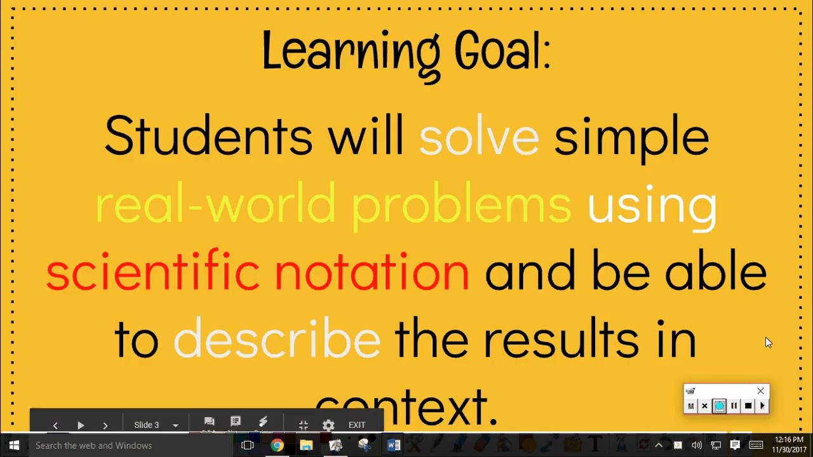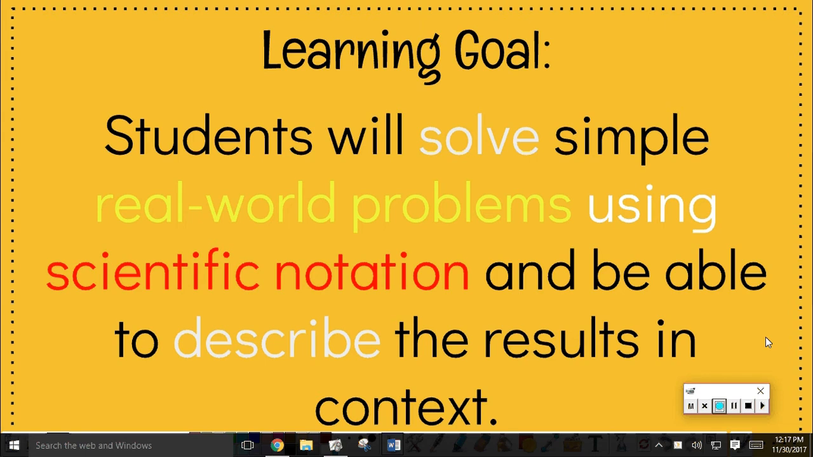All right, so here is today's learning goal. We're going to read it together really quick. So read along with me. Students will solve simple real-world problems using scientific notation and be able to describe the results in context. Very good. All right, so the main thing that I want us to focus on today, we're solving, sure.